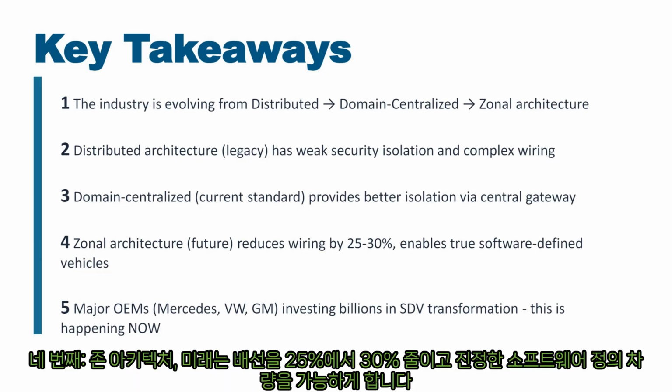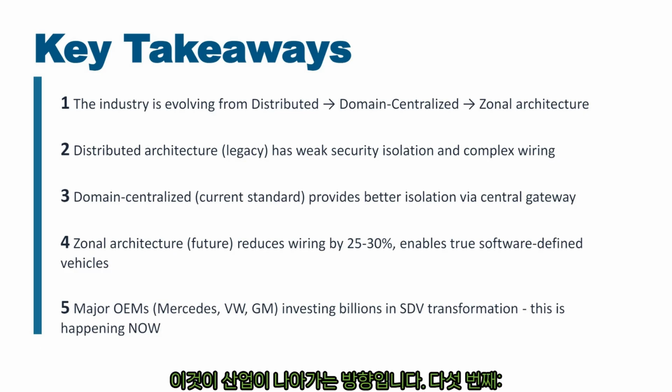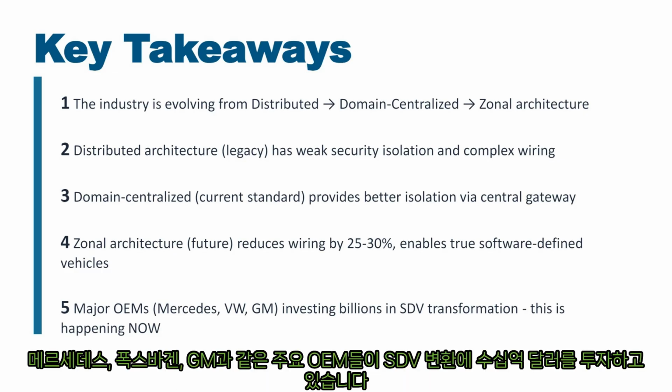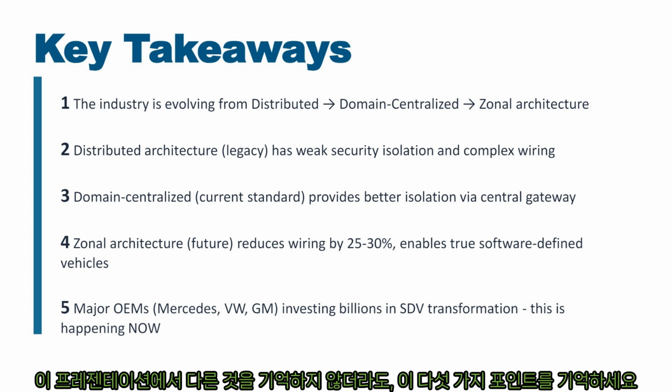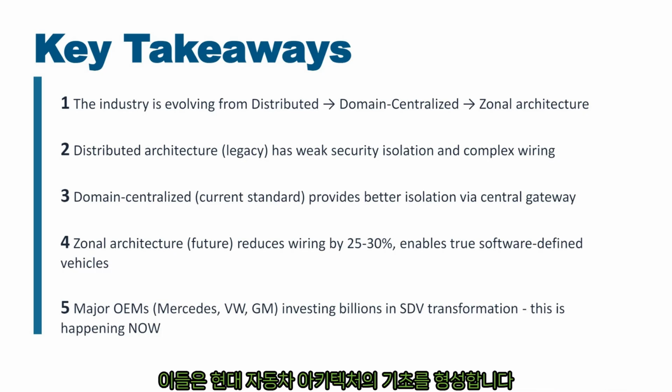Number 4, zonal architecture, the future, reduces wiring by 25 to 30% and enables true software-defined vehicles. This is where the industry is heading. Number 5, major OEMs like Mercedes, Volkswagen, and GM are investing billions in SDV transformation. This is happening now, not in some distant future. If you take nothing else from this presentation, remember these 5 points. They form the foundation of modern automotive architecture.